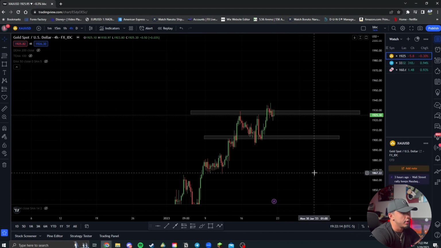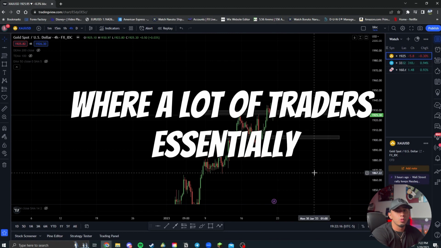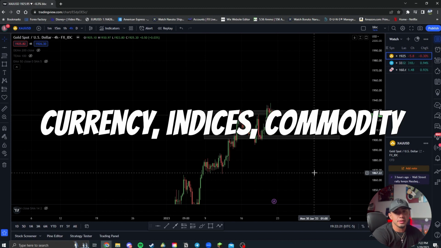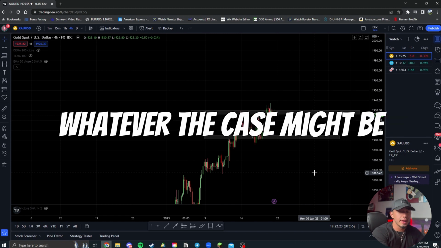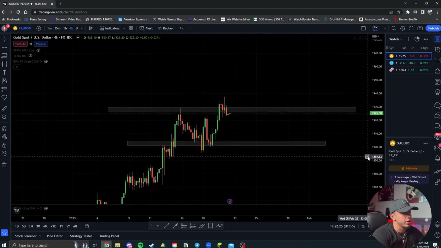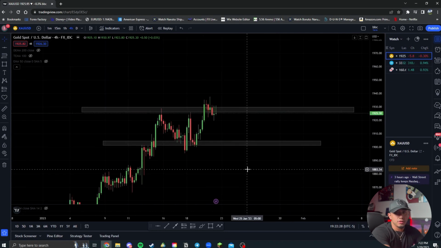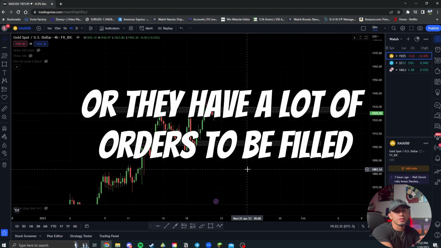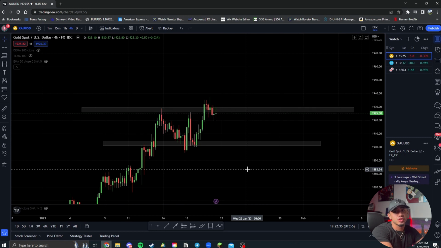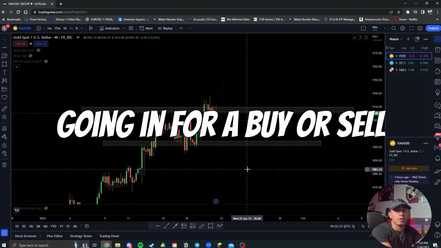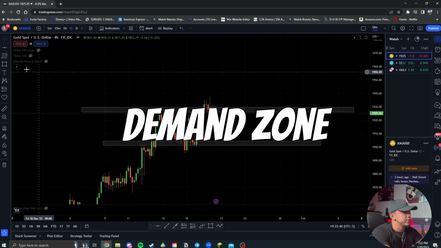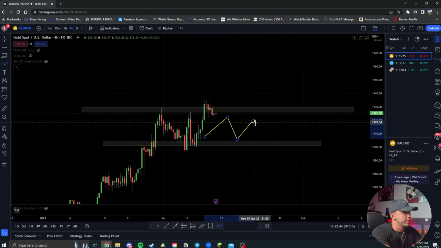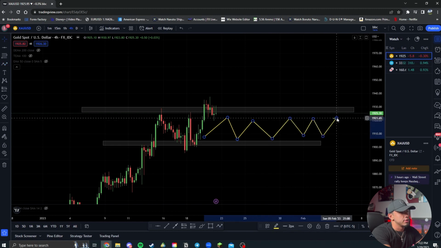First things first, what supply is: basically it's a supply zone where a lot of traders are looking to buy or sell that currency, indice, commodity, whatever the case might be. The reason you call it a supply zone is because it's where the supply is. It's where all the traders are waiting to activate their trades, or they have a lot of orders to be filled at that price range just because it's a more favorable price, whether they're going in for a buy or a sell. And a demand zone is going to be everything in between. So right here, everything in between is going to be the demand zone.